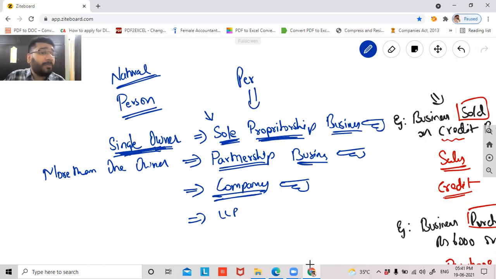This is also called a person. But are they natural persons? Have they been created by God? No, they are created by human beings. So can I say these are artificial persons? Who says that these are artificial persons? Law says that, government says that these businesses are called persons, but artificial persons. Guys, are you able to understand these 2 points?